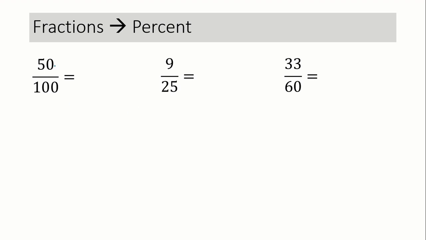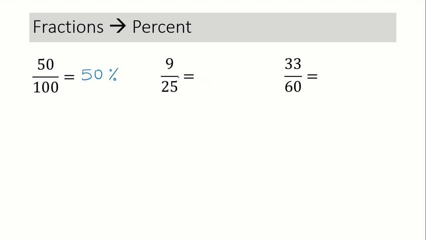So if you have a fraction like our first example, 50 out of 100, you have the answer in your numerator. 50 out of 100 means 50%. In our next example, the denominator is not 100. However, 25 is a factor of 100.